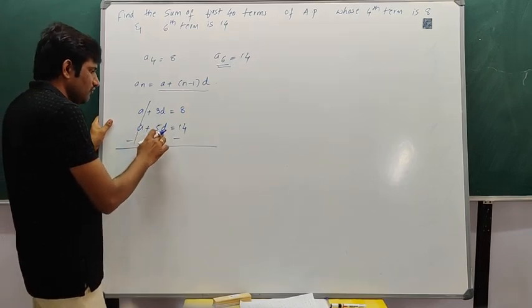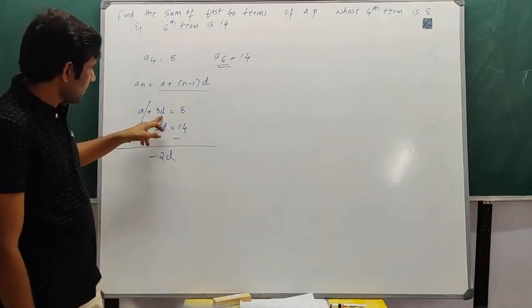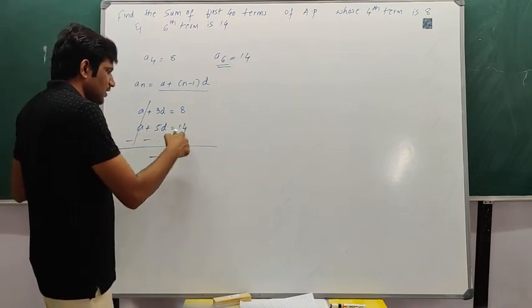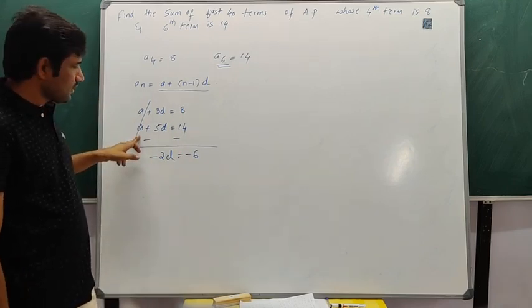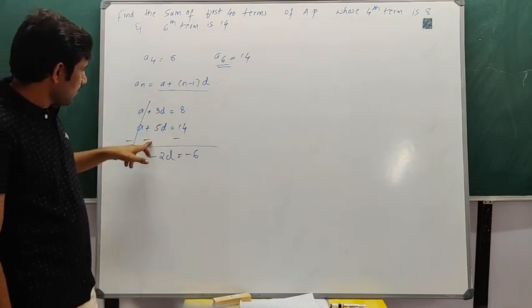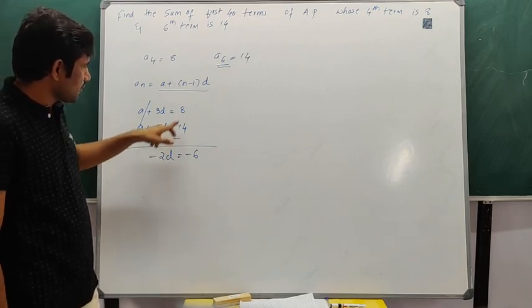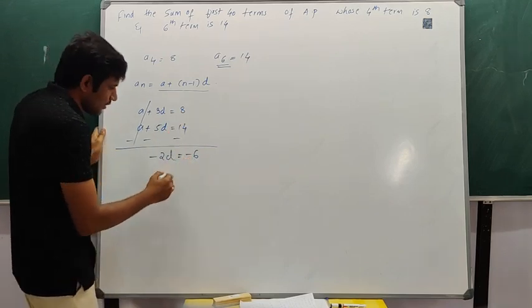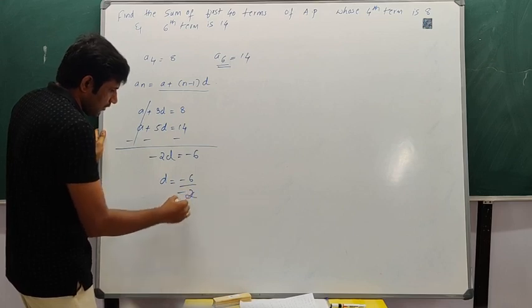Now 3d minus 5d. What is 3d minus 5d? It is minus 2d, equal to 8 minus 14, that is equal to minus 6. So a minus a will get cancelled. 3d minus 5d is minus 2d. 8 minus 14 is minus 6. So what is d? Minus 6 divided by minus 2. So what is the d value? It is 3.